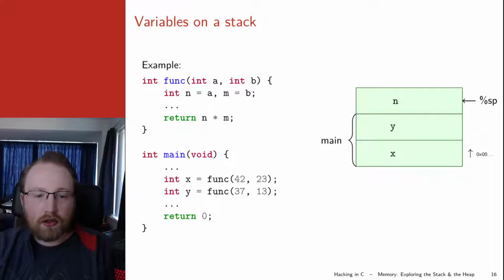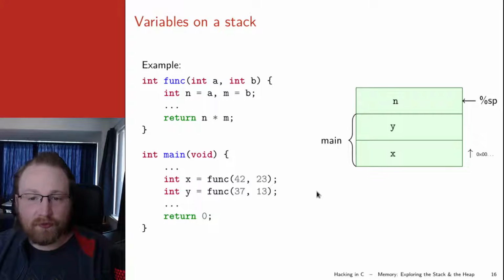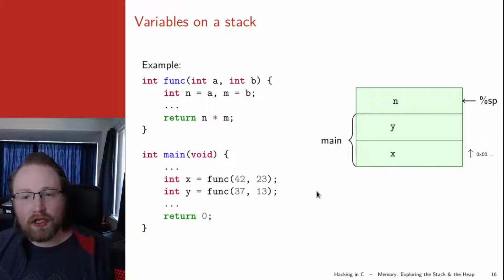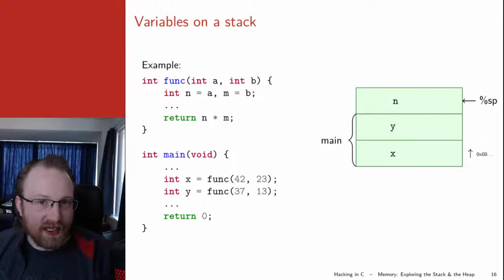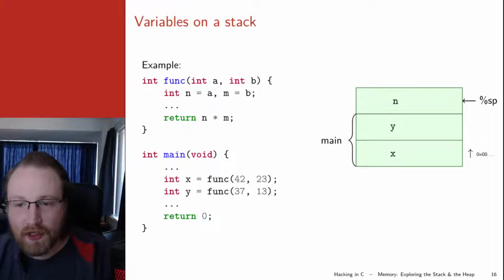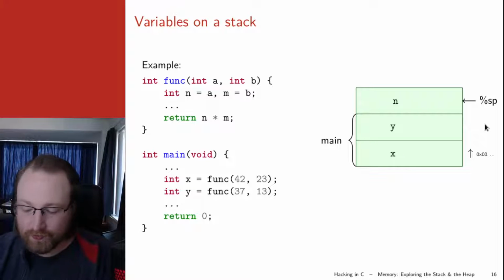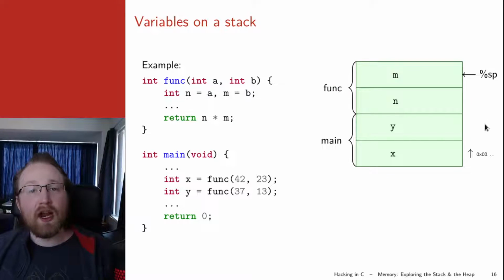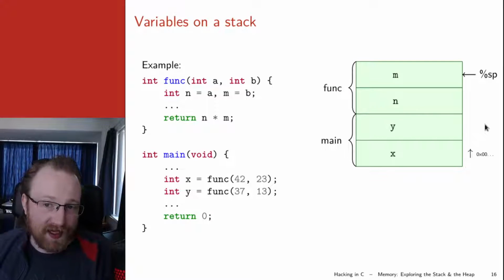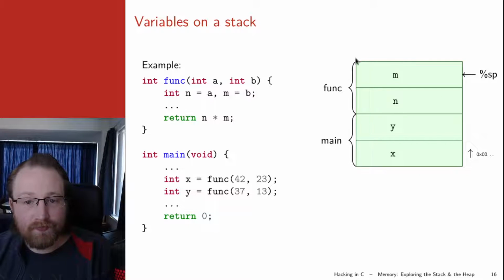So when I call func the first time, first thing that happens is enough space for n gets pushed to the stack, and the stack pointer gets increased. Okay. Next thing that happens is enough space for m gets pushed to the stack, and the stack pointer gets increased. And that is then the stack frame for func.